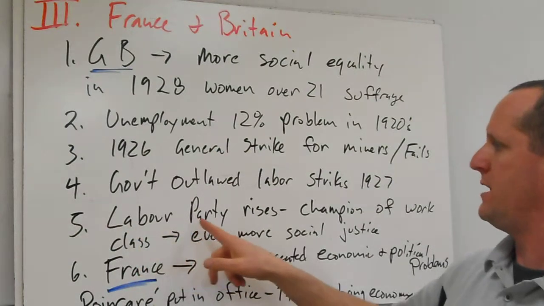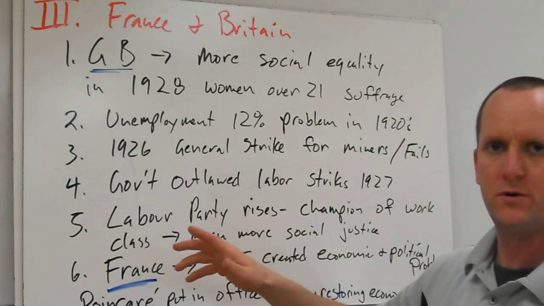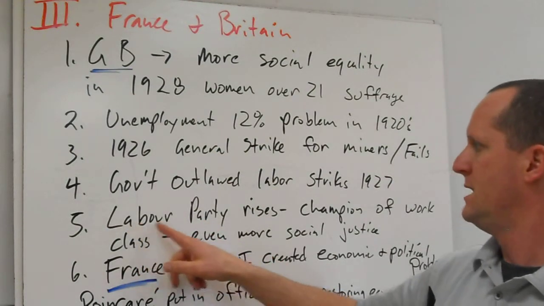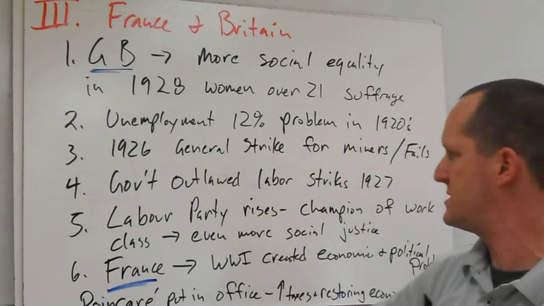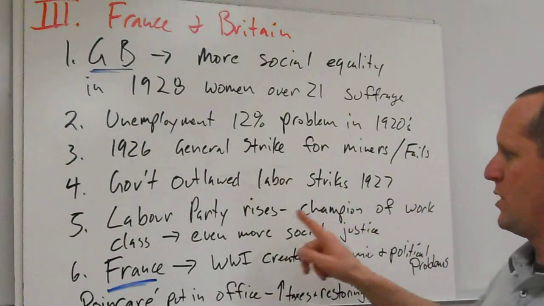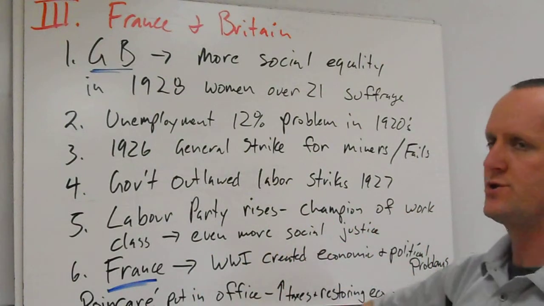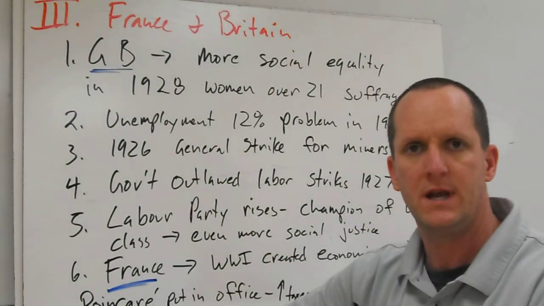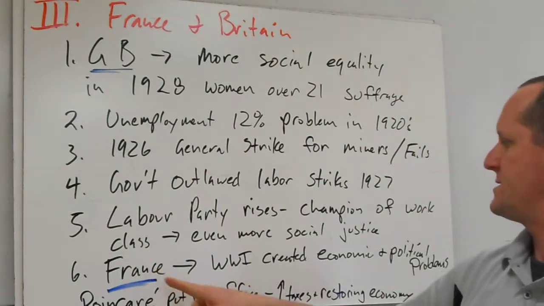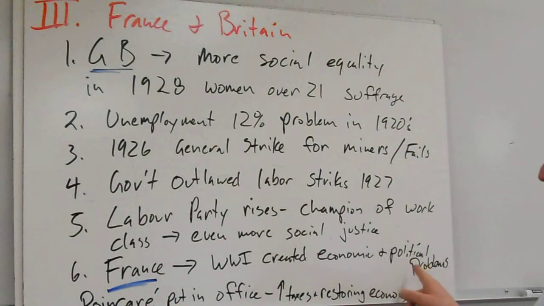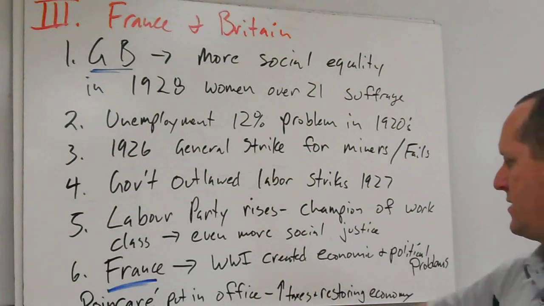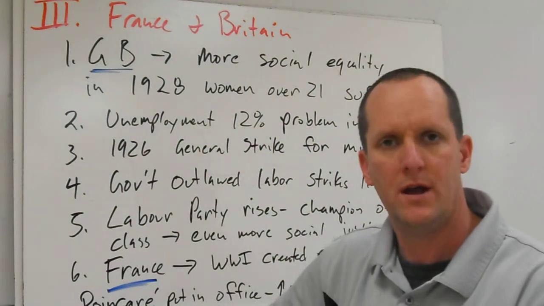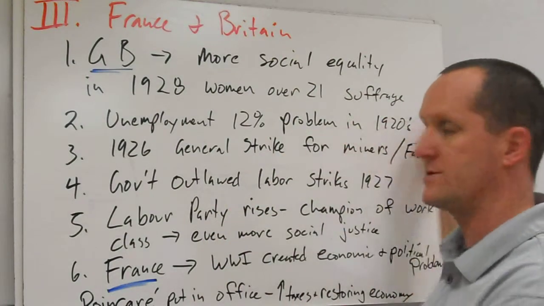The Labour Party and the Conservative Party were the two large parties in Great Britain at that time. The Labour Party then starts to rise after this passage in 1927. It was a champion of the working class, even more social justice to those that were very needy at that time. France, World War I created economic and political problems in France. Poincaré put into office, he increased taxes, and it helped restore the economy in France quite a bit.